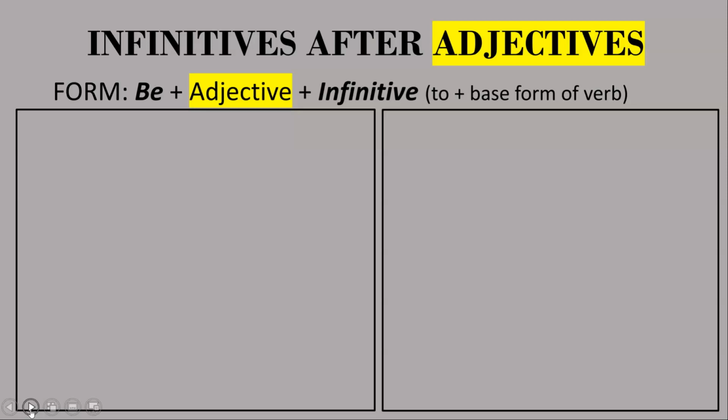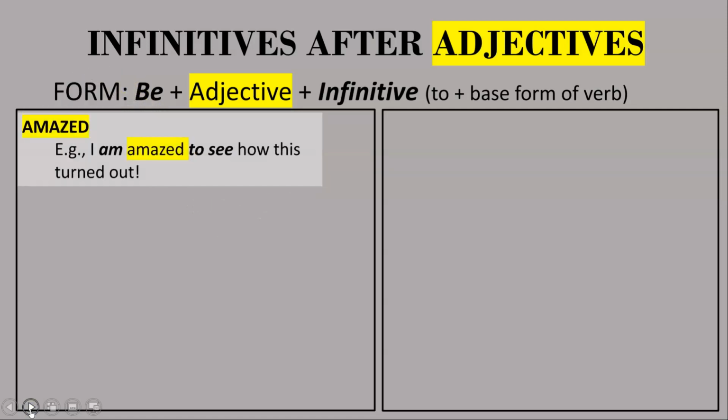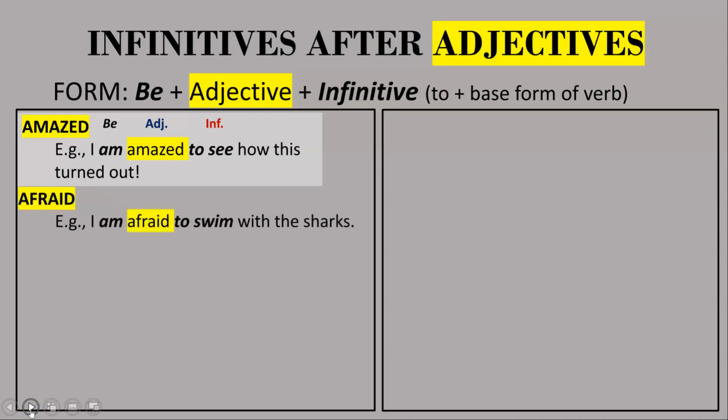So let's look at the first example. We have an adjective here, amazed. I am amazed to see how this turned out. So here we have am, our be verb, amazed, our adjective, and to see, our infinitive. I'm amazed to see how this turned out. Okay, let's look at the next example. Afraid. I'm afraid to swim with the sharks. Who isn't, right? So am again, our be verb, afraid, adjective, and I'm afraid to do what? To swim with the sharks.